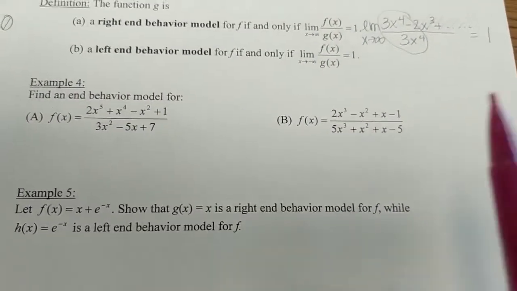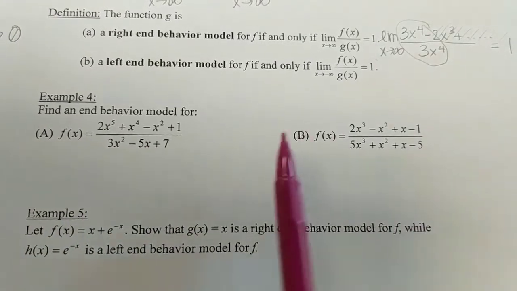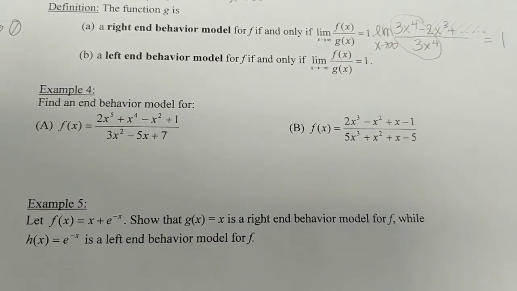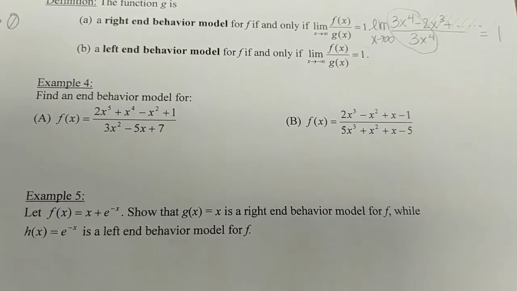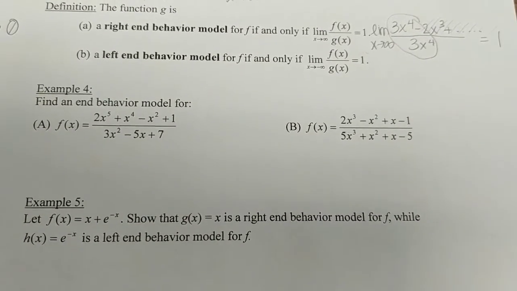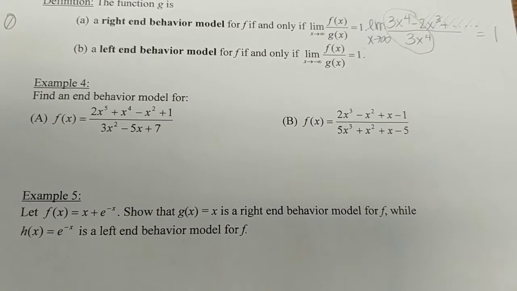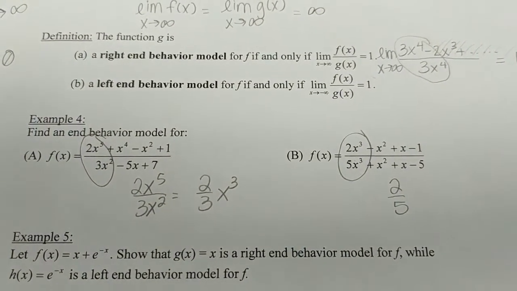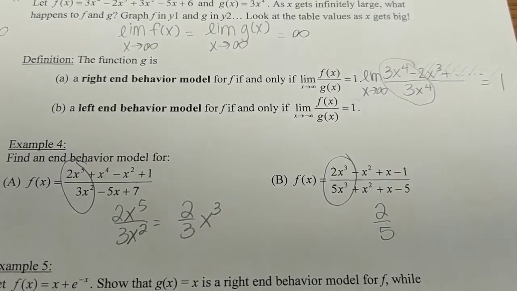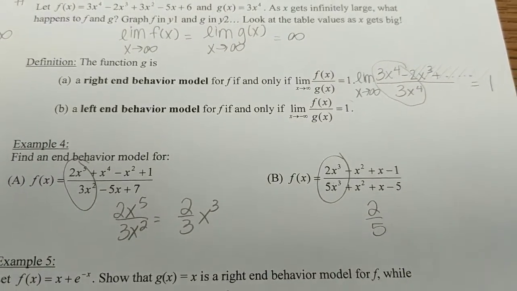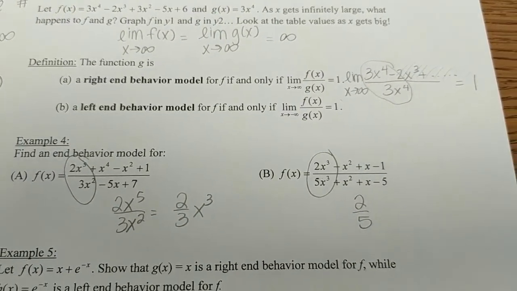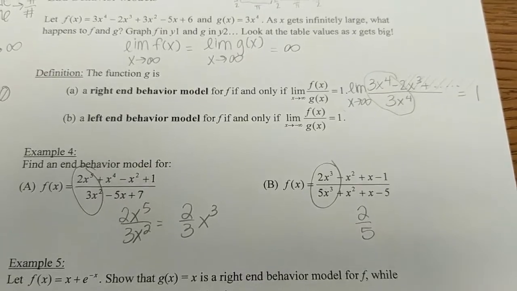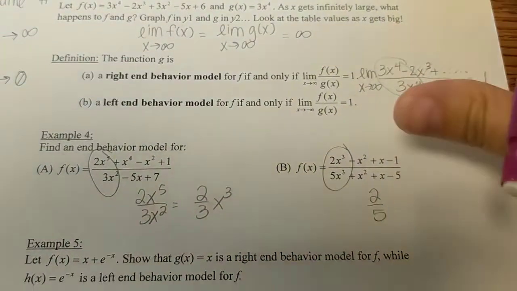So what I'd like you to do is, in example 4, determine what the end behavior model would be. What does this simplify down to that could model this function? So for that first one, I get 2/3 x cubed, and for the second one, we get 2/5, if we ignore all of those other terms, because as x gets infinitely large, they become really insignificant.